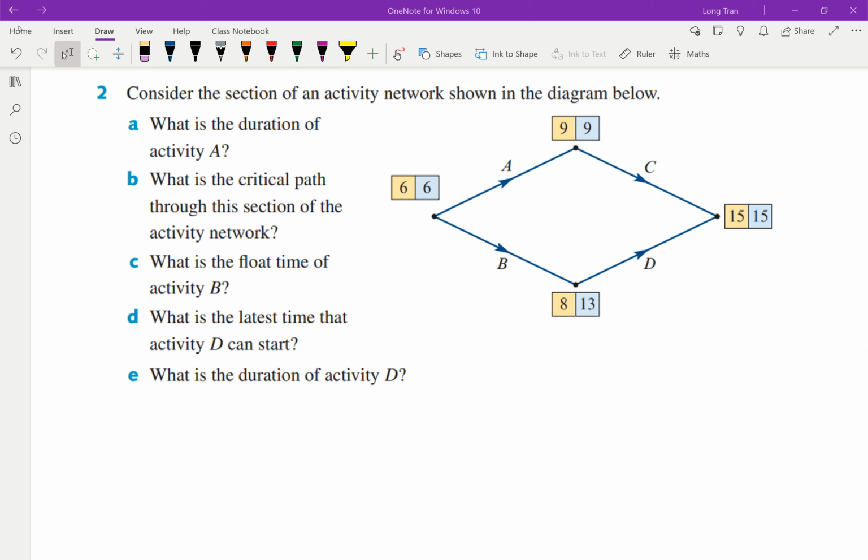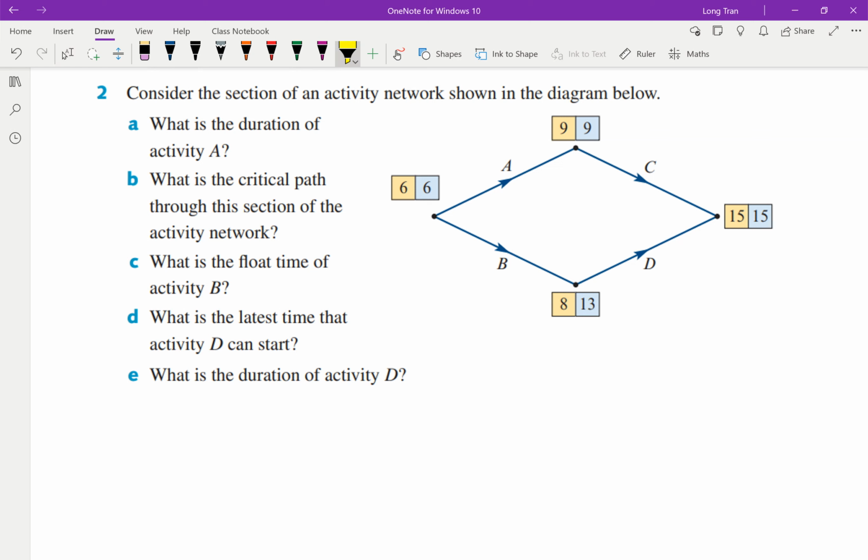Hey, we're going to do now the example question 2 of fast forward scanning and backward scanning. In this activity here, we've got a network. We can see there, activity network there. It says, consider the section of this activity network shown in the diagram below. What is the duration of activity A?